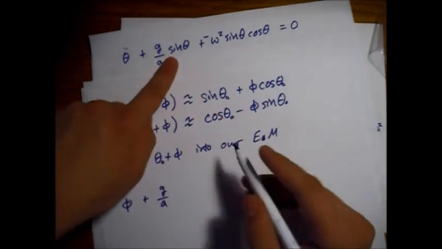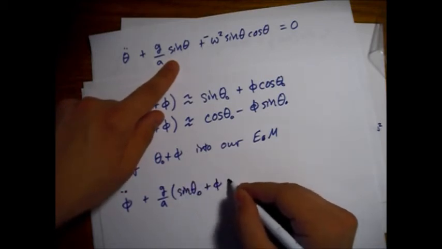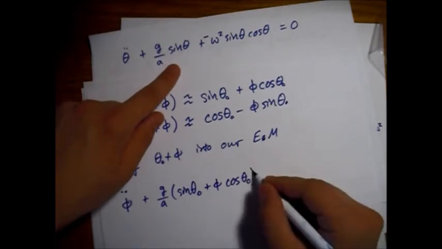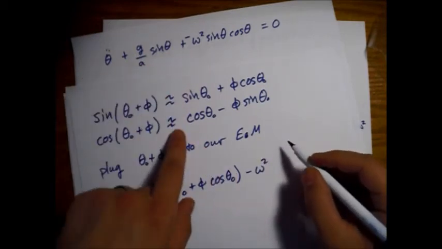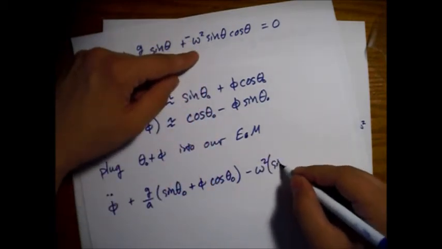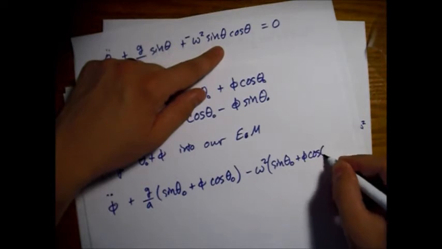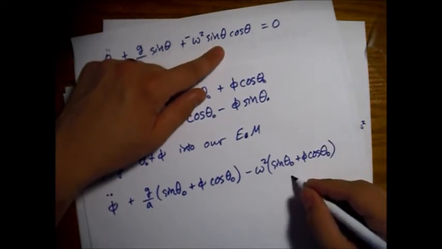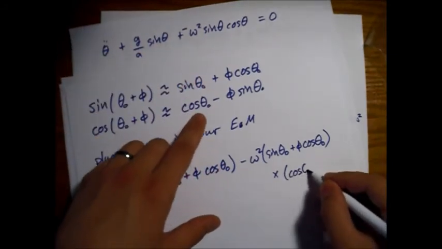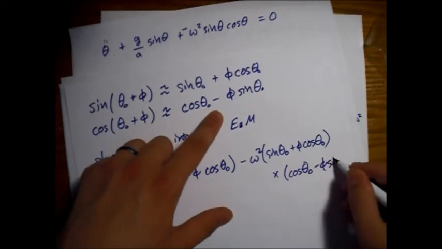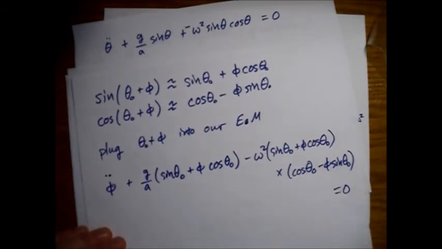Now let's plug in for sine. Sine of theta naught plus phi of cosine theta naught. Okay, now let's plug in minus omega squared. Now we're going to plug in both of these guys. Multiplied, this is just multiplied, so cosine of theta naught, phi sine theta naught. And this is all equal to 0.